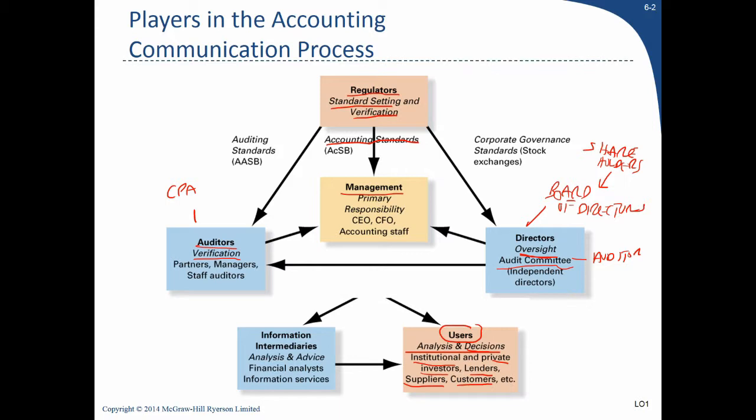And then there's information intermediaries. So these are financial analysts, okay? They don't directly make investment decisions, but they offer analysis and advice. So for those people who weren't lucky enough to take AFM 101 in their undergrad, they might not know anything at all about the financial markets or about accounting statements, but they might have money that they want to invest. So they go to a financial advisor.